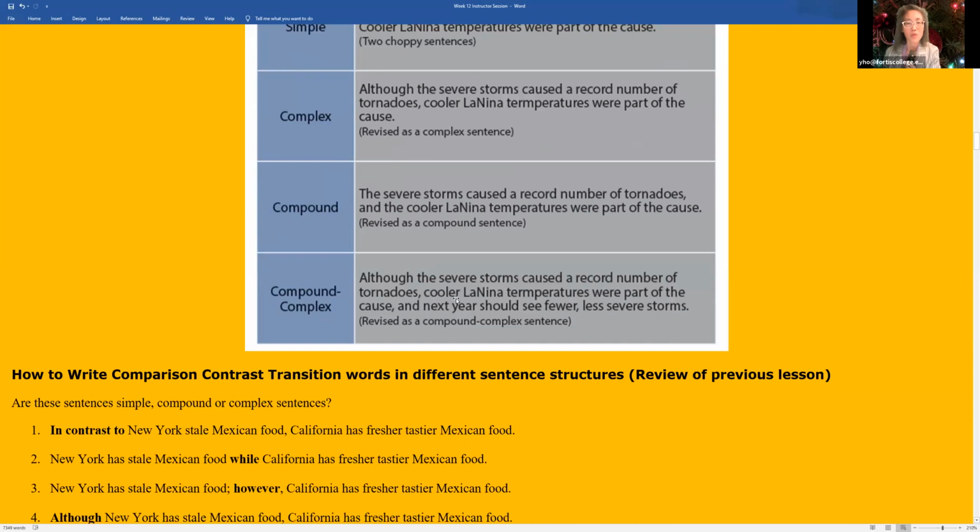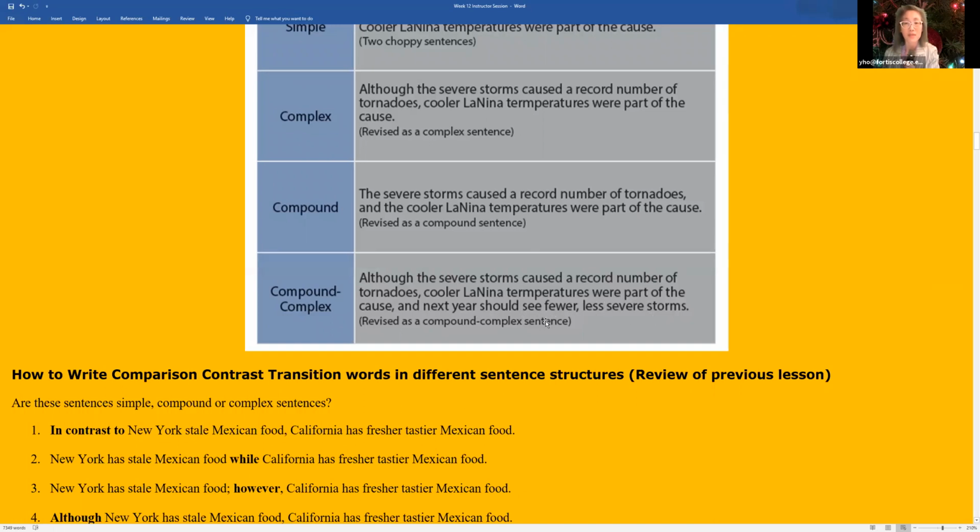And then, of course, if you want a compound complex sentence and you want to add in a little bit more, then you would use another dependent clause. Although the severe storms caused a record number of tornadoes, that's a dependent clause, cooler La Nina temperatures were part of the cause, and next year should see fewer, less severe storms. So they were able to add in a dependent clause. And so here you would have the compound sentence, which is cooler La Nina temperatures were part of the cause, and next year should see fewer, less severe storms.